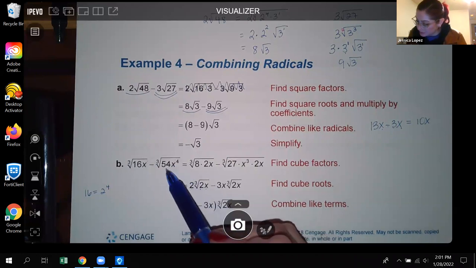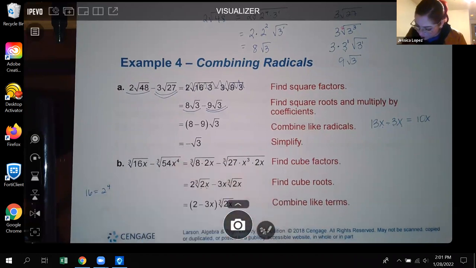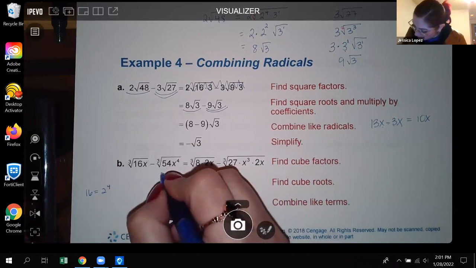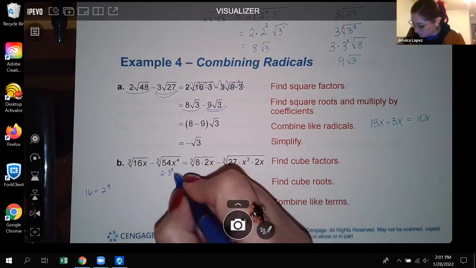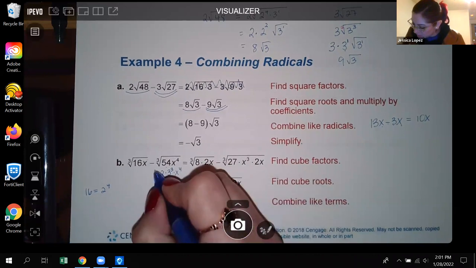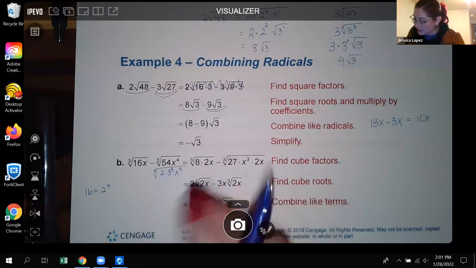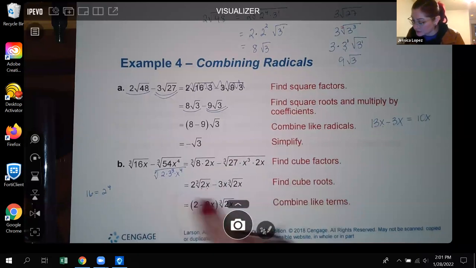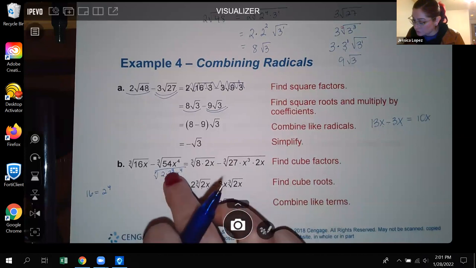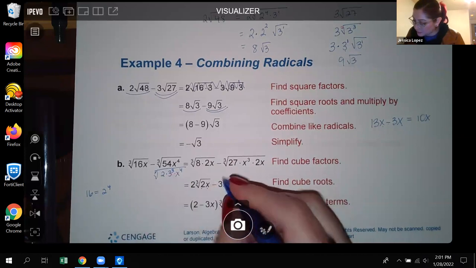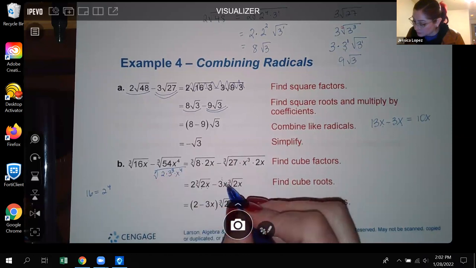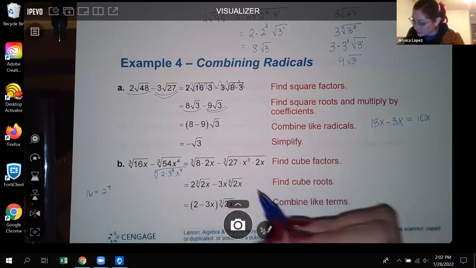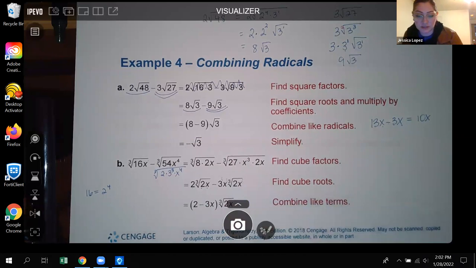Now here, this one, 54 divided by 2, this can be written as 2 times 3 to the third. And then of course you have x to the fourth, right? So when that happens, the 2 is not gonna come out, it's gonna stay in. Only 1 3 is going to come out. 3 goes into 3 once. 3 goes into 4 once. So you have 1x that came out, but you still have 1x left over on the inside.